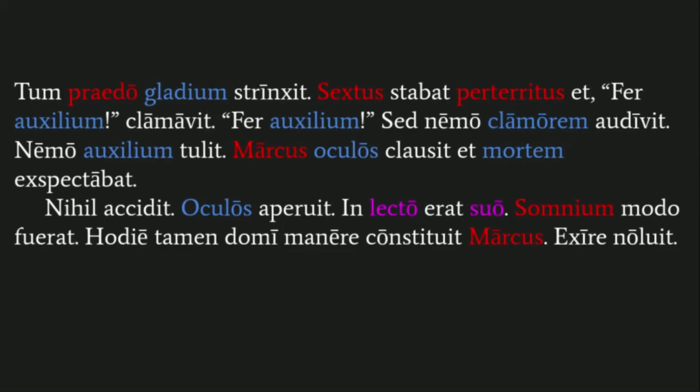Tum praedo gladium strinxit. So then the robber drew it. He drew, meaning he kind of took out. The X gives it away as being perfect tense. He drew his sword, his gladius, right? So he takes out his sword.